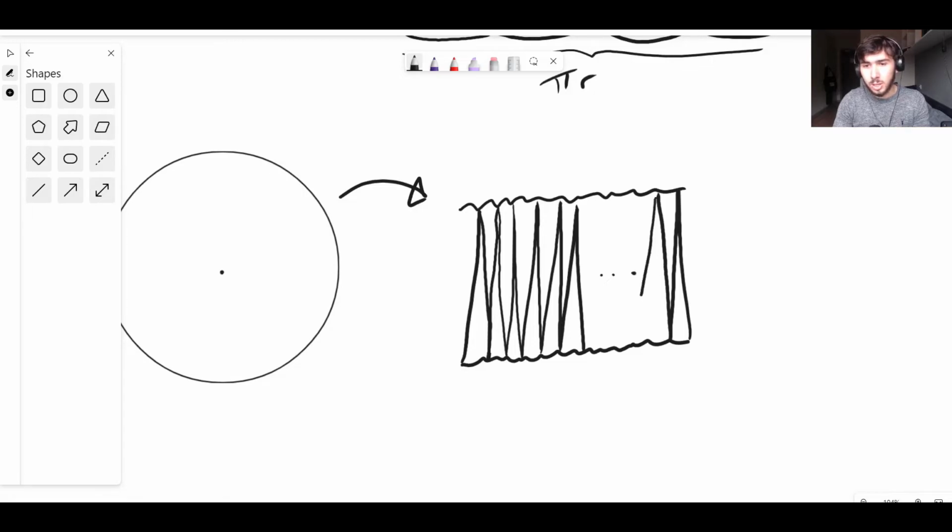But this is the general idea of what's going on. So, and I'll just fill that one in as well. Okay, so imagine that they're all straight, they're all the same length and stuff like that. Awful drawing, I know, but imagine that that's the case.